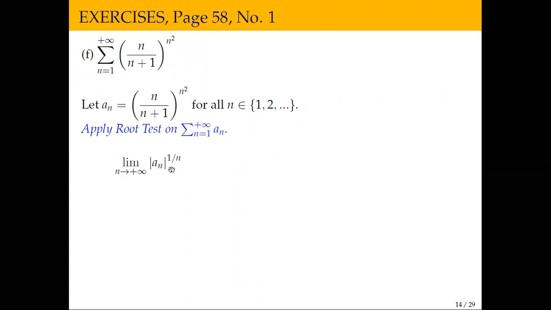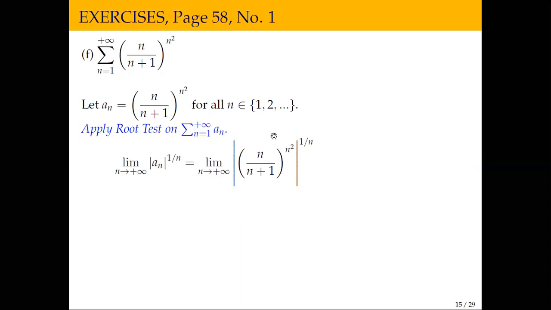Now proceeding with the solution, we just replace a sub n here with n over n plus 1 raised to n squared. So we have the following. What we did here is we replaced the value of a sub n. Now, your n ranges from 1 to positive infinity.